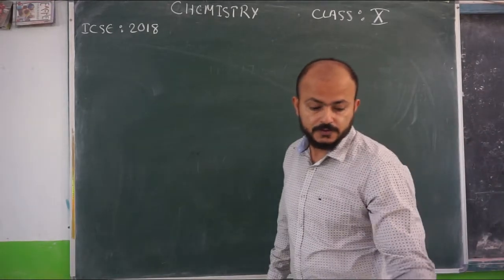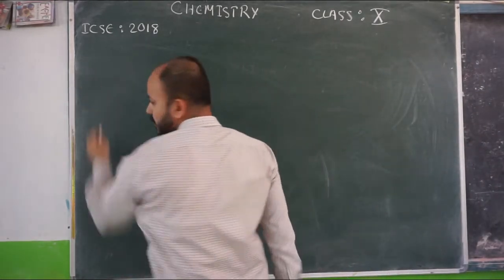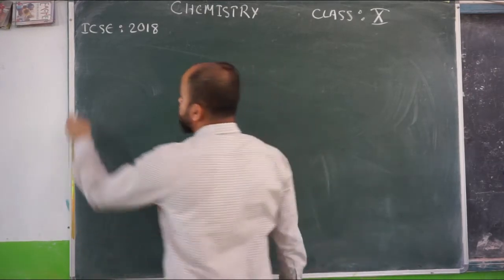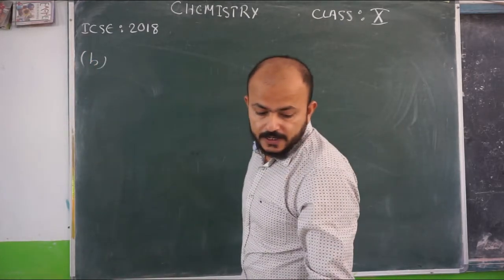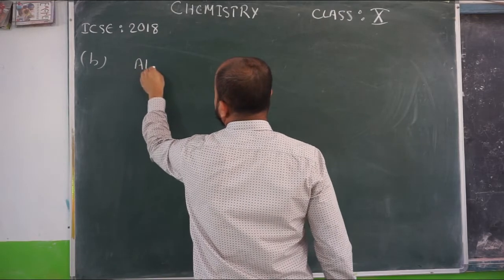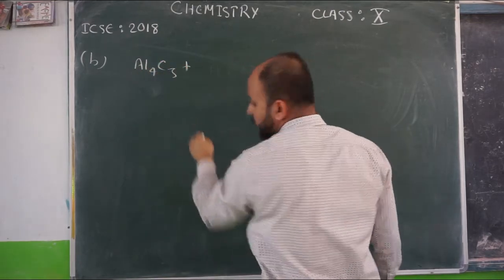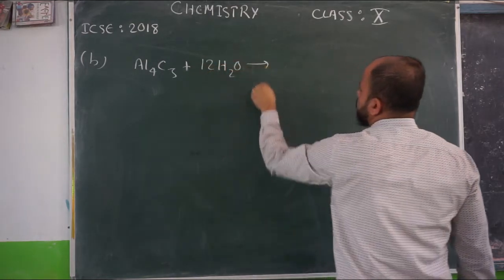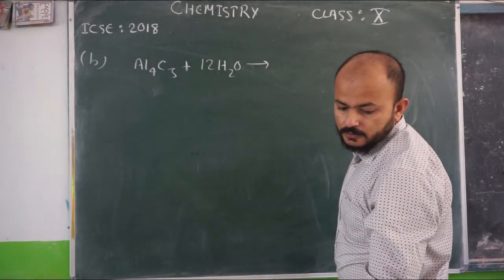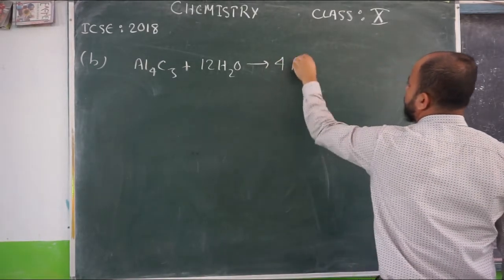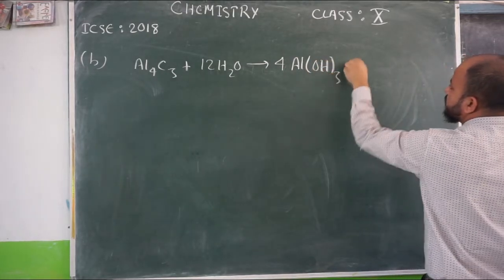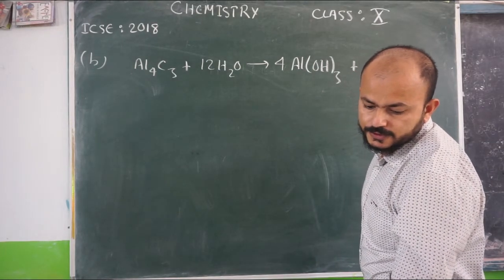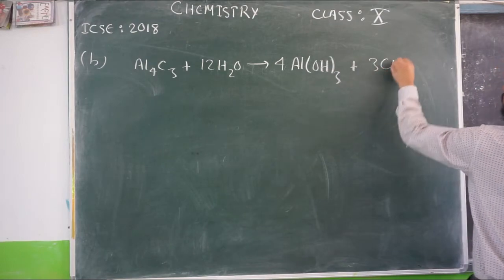In the second question, please refer to the question that you have copied. The second question deals with aluminium carbide. So let me write this question. Aluminium carbide, Al4C3, reacting with 12 molecules of water, 12H2O, will give you 4 moles of aluminium hydroxide, Al(OH)3, plus 3 moles of methane.